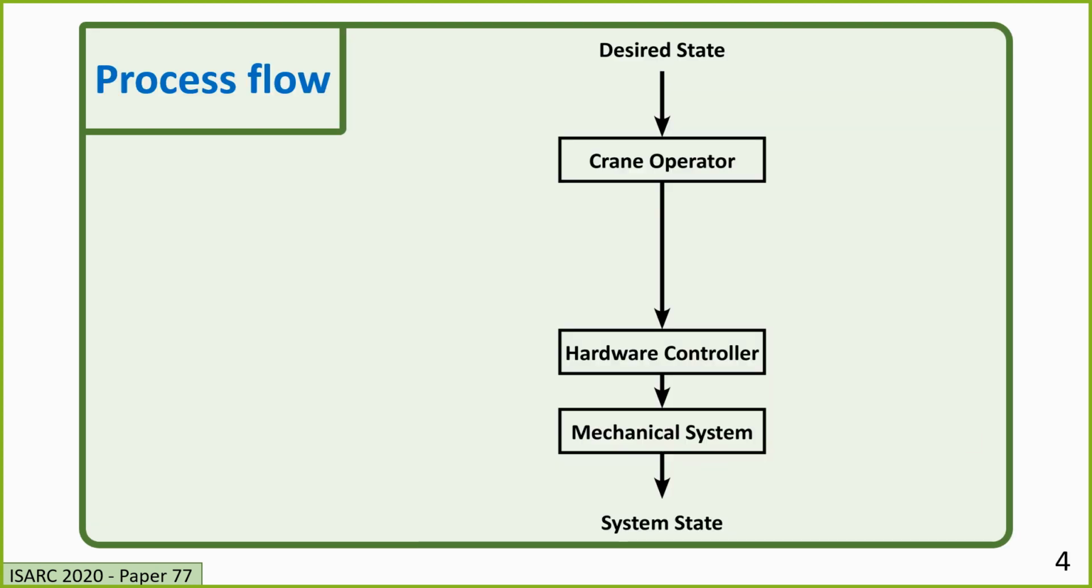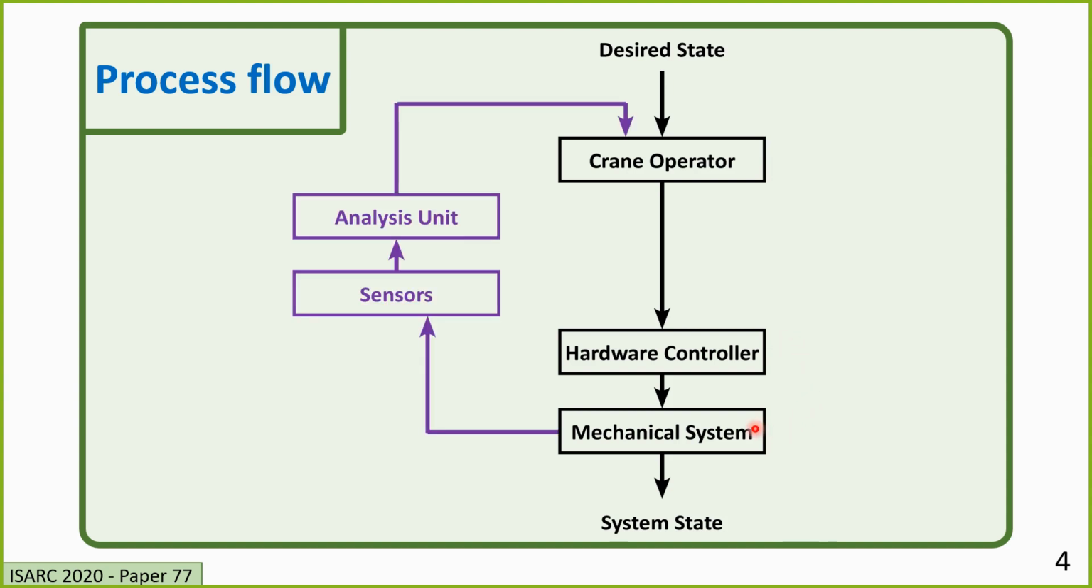So in general, we have the desired state, which is having the module aligned to the building. And to bring the system's state to the desired state, the crane operator operates the controls of the crane, and the hardware controller of the crane actuates the mechanical system. As well as this, there are sensors, and there can be internal analysis feeding back information to the crane operator.